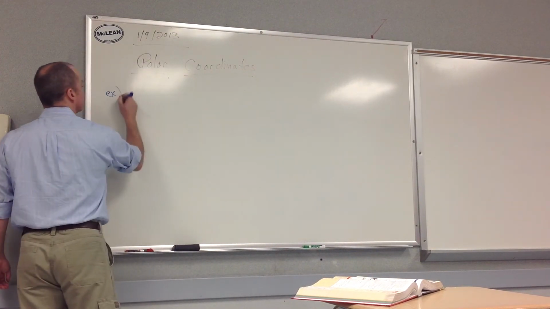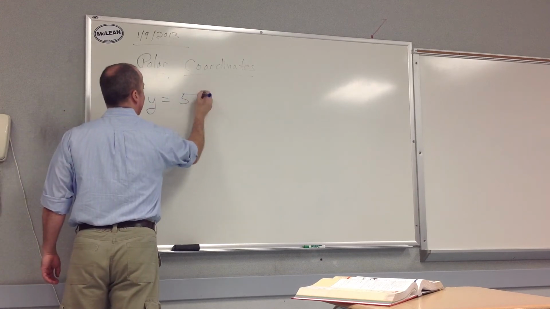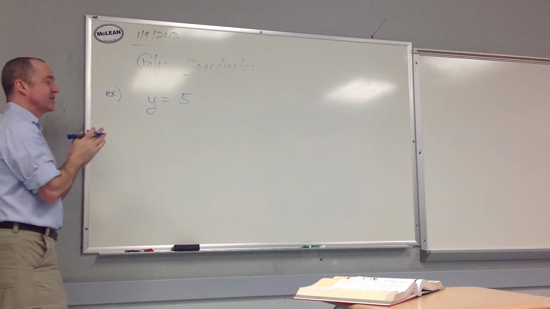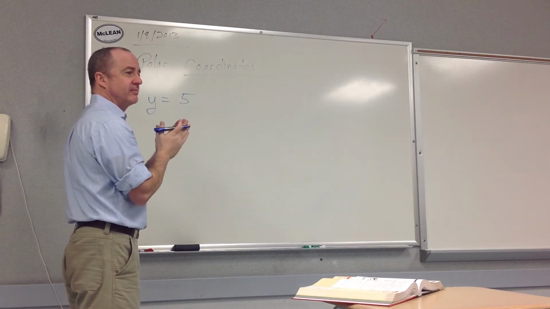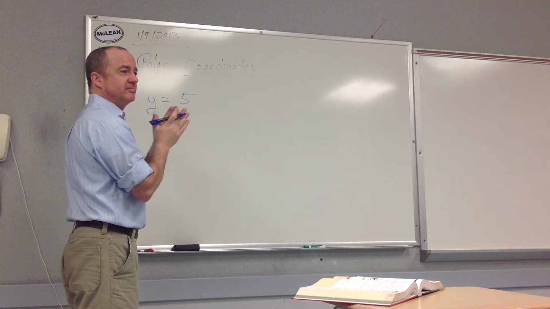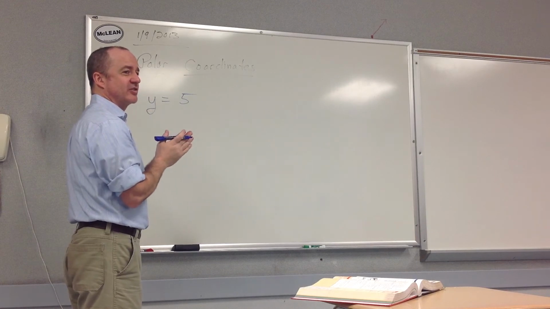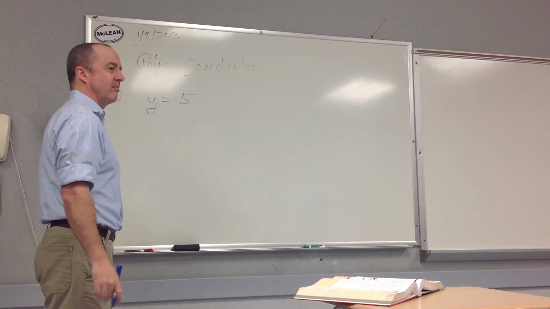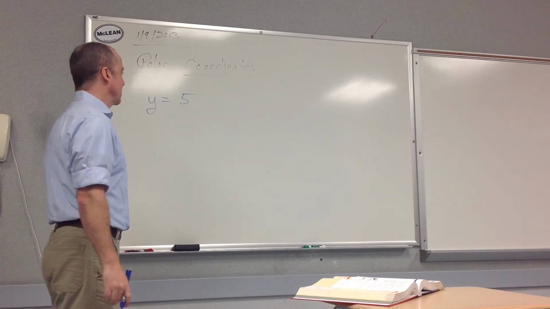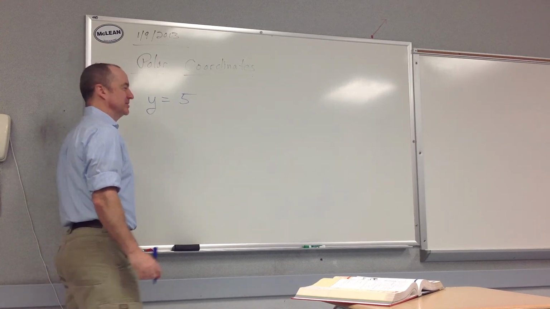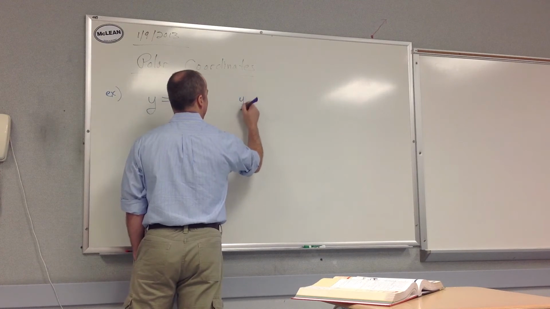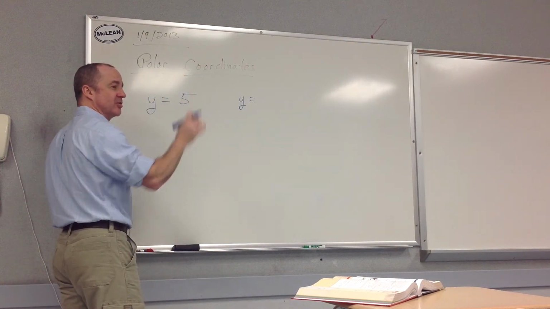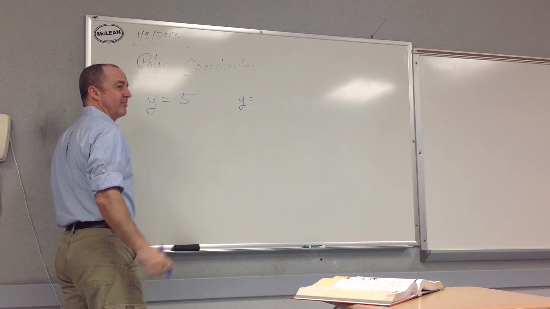Example: y equals 5. That's a rectangular equation. It's a horizontal line. Give it to me in polar form. Here's where the conversion factors come in. What does y equal in general, in the conversion from rectangular to polar?